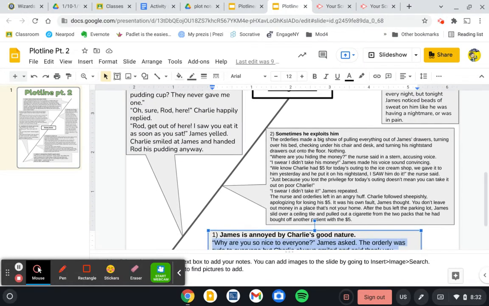In scene 2, sometimes James exploits Charlie. Then I write this scene where James steals money from Charlie.